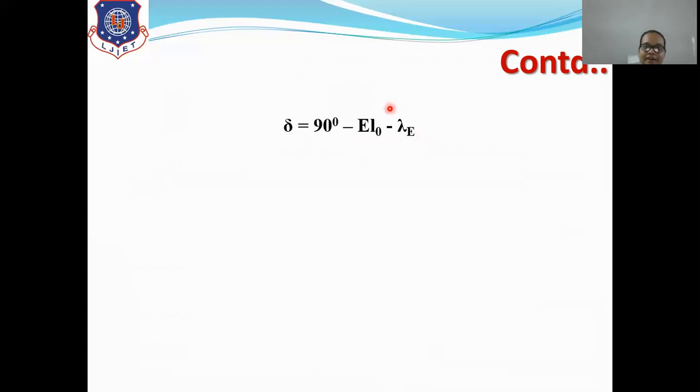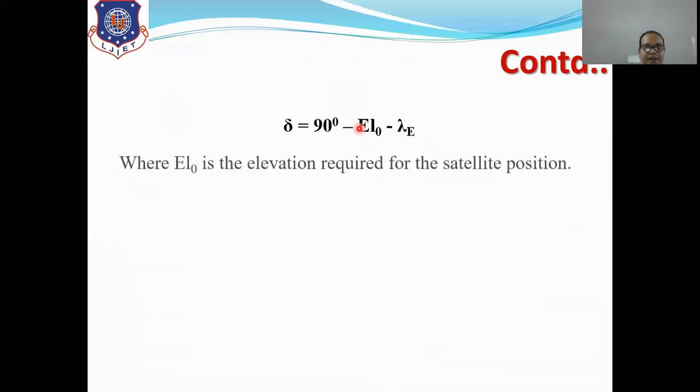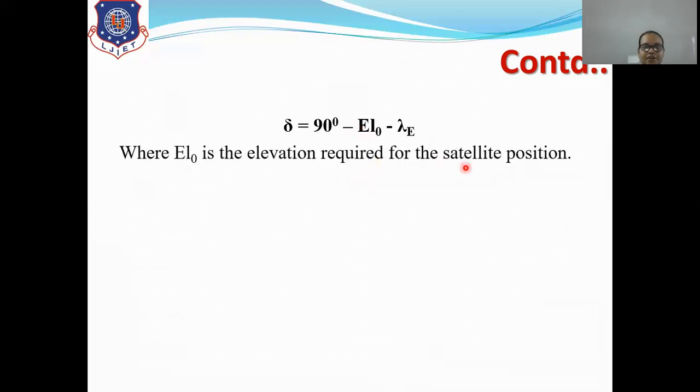Now lambda e will be given, that is the latitude of our station. We need to find out EL0. EL0 can be found with the help of the equations we used in antenna look angles, right? EL0 is the elevation required for the satellite position. So now what is EL0? EL0 is equal to cos inverse, so the cos inverse will come over here. The cos EL0 is equal to AGSO divided by D into sine lambda e. Here small b and lambda e are both the same, as we have changed the mount into only one axis.